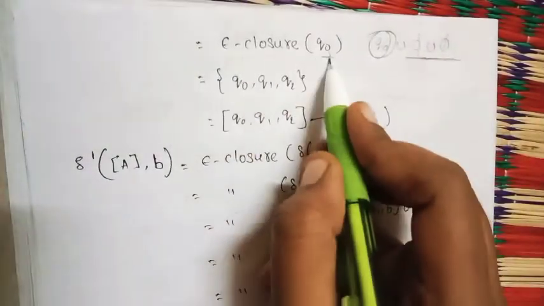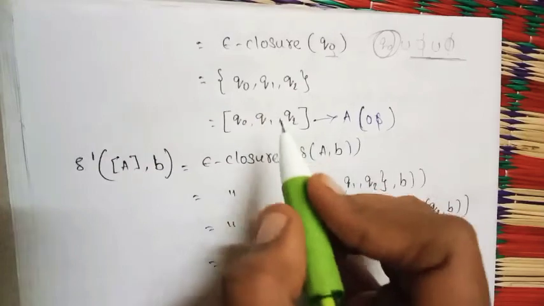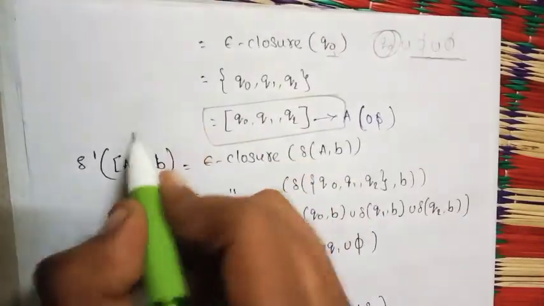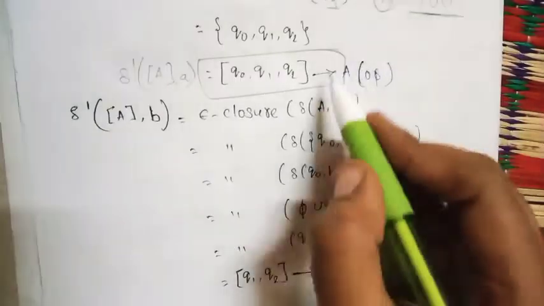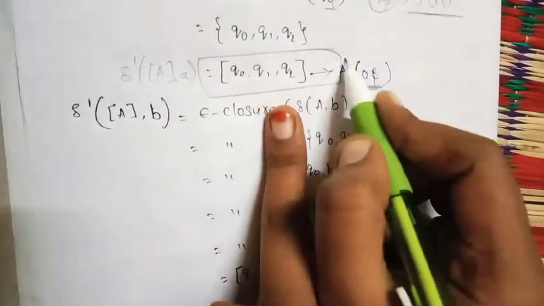Then what is the epsilon closure of q naught, guys? It is q naught, q1, q2. We just need to represent it like this. The value of delta of A of a. Now it is the old state, guys. It is A A. That means I am just representing it as A.